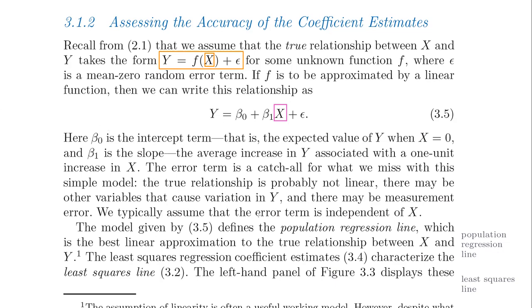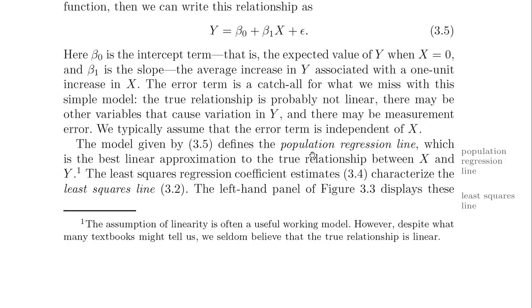The error term is a catch-all for what we miss with this simple model. The true relationship is probably not linear. There may be other variables that cause variation in y, and I was thinking of this earlier, there may even just be measurement error. So the data itself isn't perfect. We typically assume that the error term is independent of x. It's not always the case.